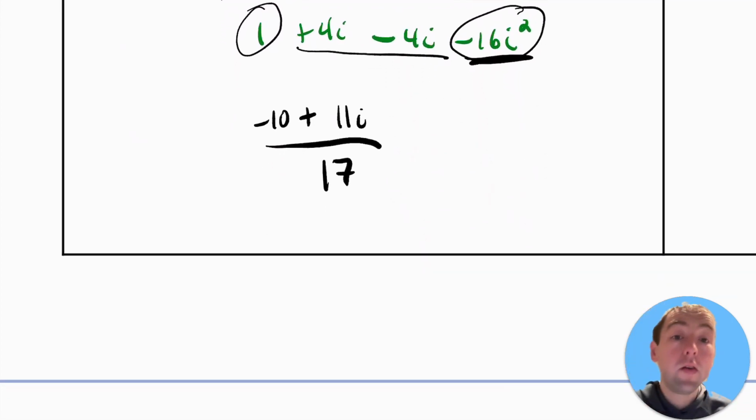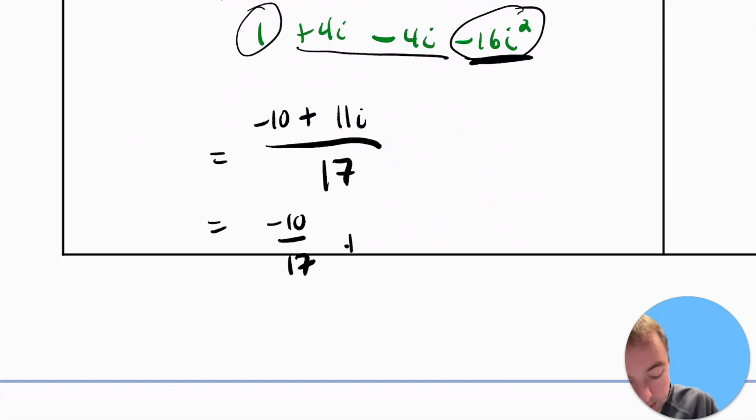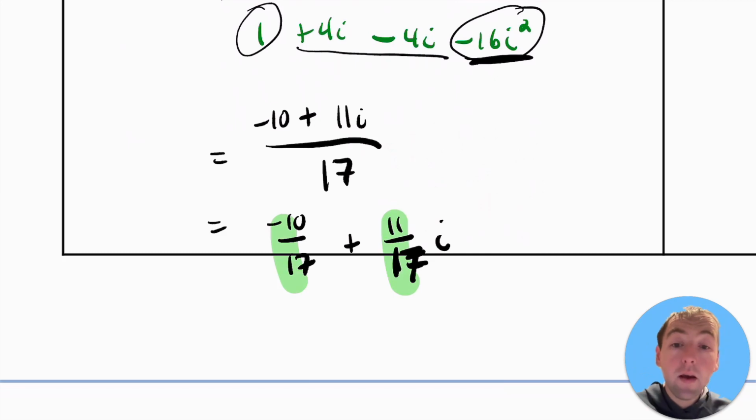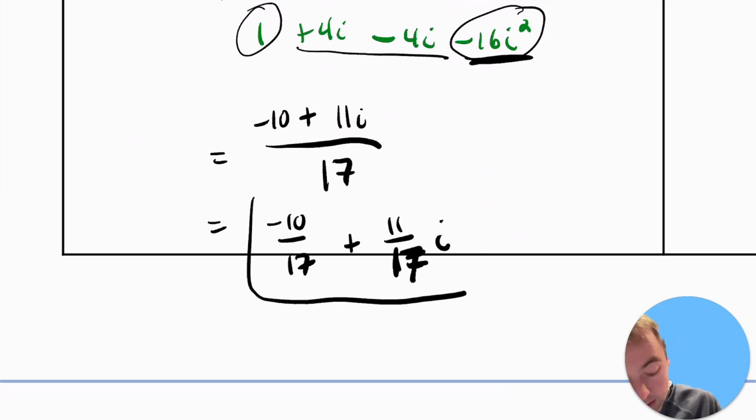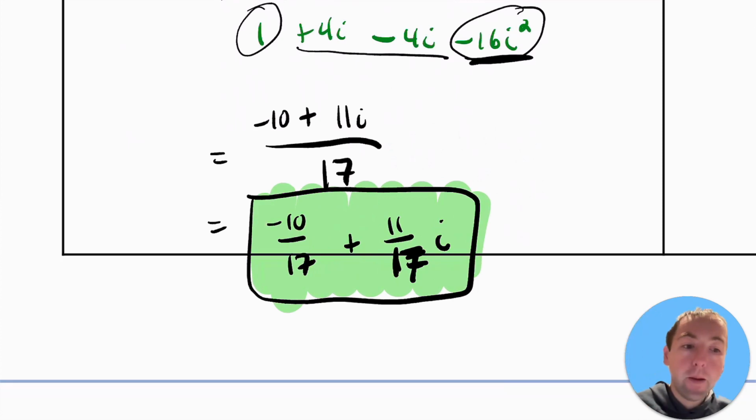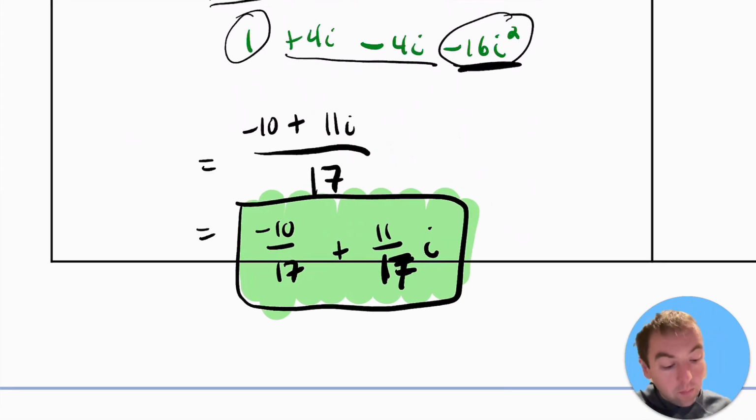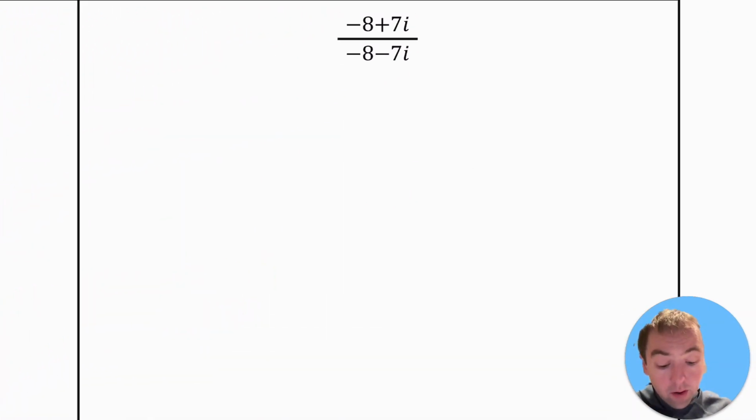Then you got to make sure that you write that as a separate real and imaginary part. So then you're going to have the negative 10 17ths and then the 11 17ths i, like that. And then if you can reduce that fraction and reduce that fraction, then definitely do so. You can't reduce either of those two fractions, so then you can just leave it as it is. So that right there would give you the quotient.